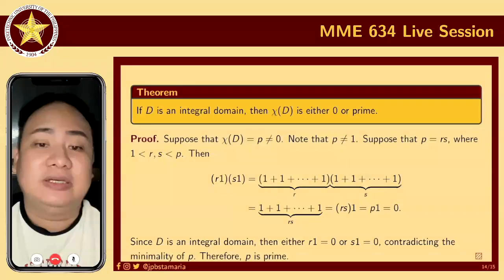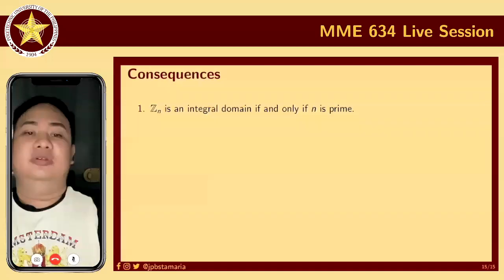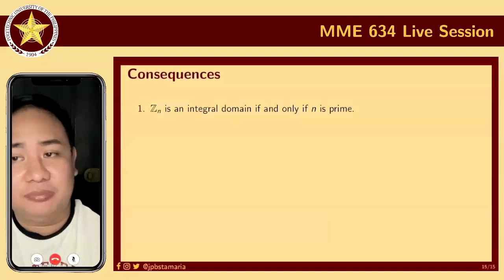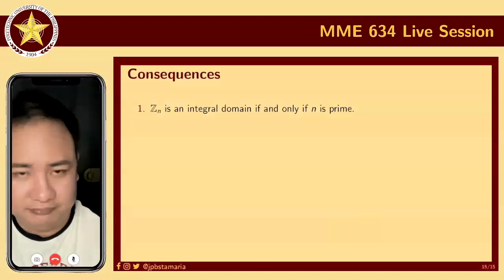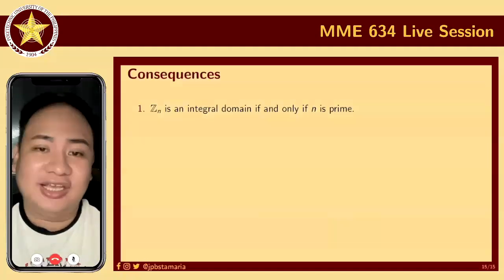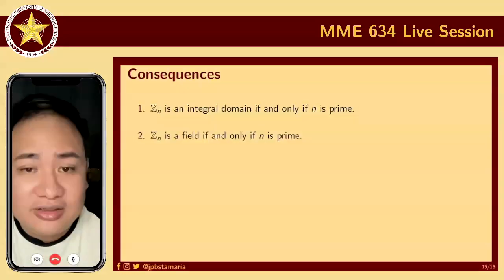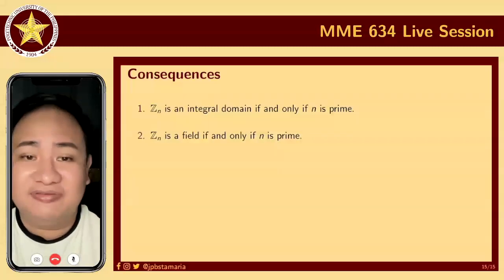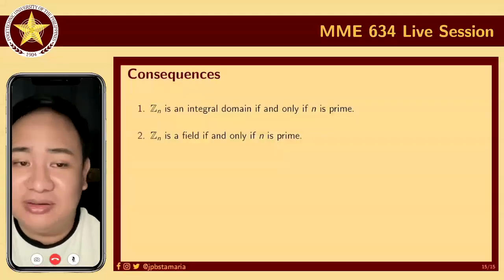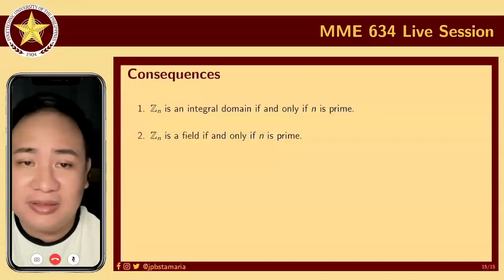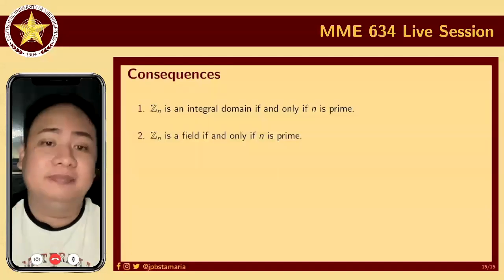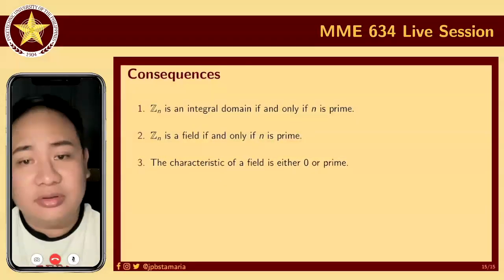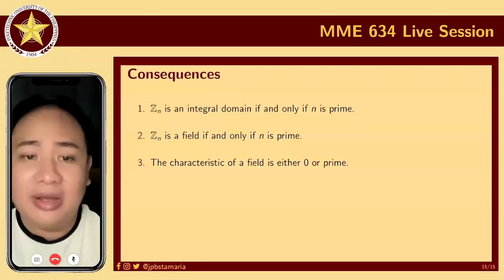Okay? So here are some of the consequences. Zn is an integral domain if and only if n is a prime. Consequence number 1. Alam nyo na yan, ha? Zn is a field, therefore, if and only if n is prime. Kasi nga, finite yan. Integral domain ang pinag-uusapan. At fields, parehas lang sila kapag finite. The characteristic of a field is either 0 or prime. Why?